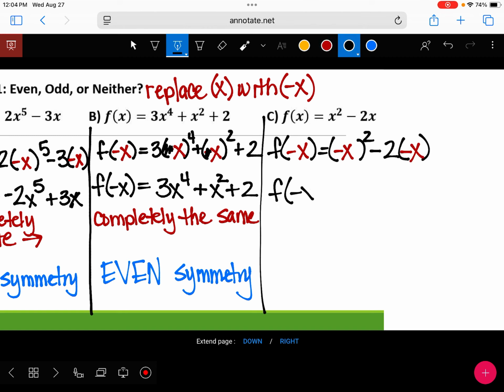So I have f of negative x. This one is going to stay positive, but my second one is going to switch from a positive to a negative. So if you compare the new with the old, it's not opposite, it's not the same, it's neither. So this has no symmetry.